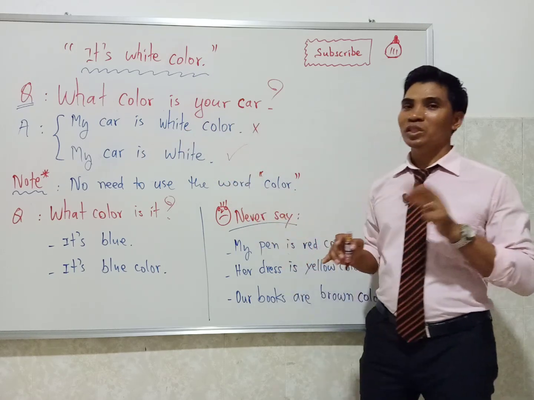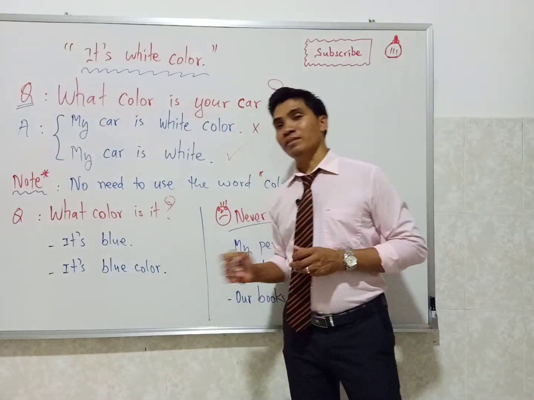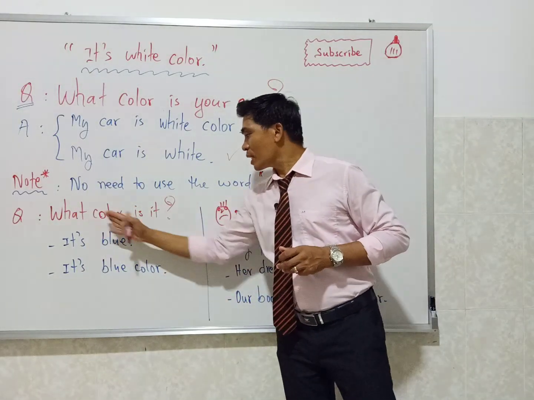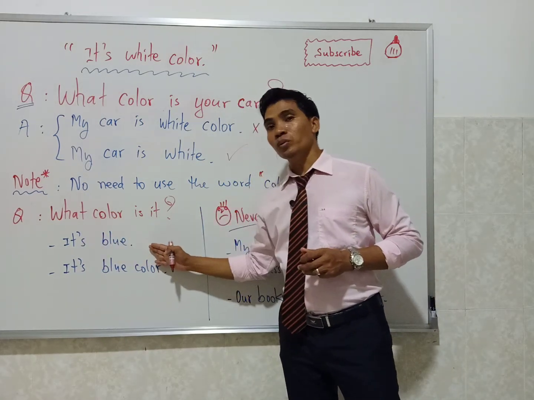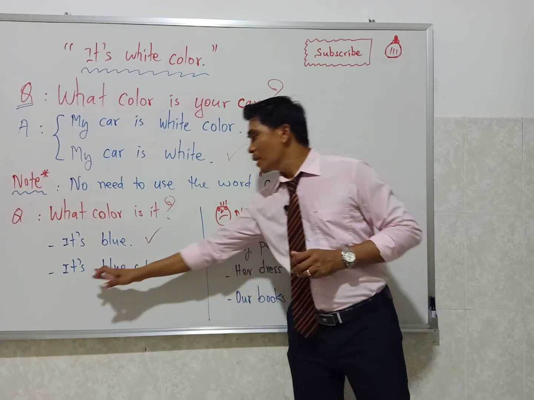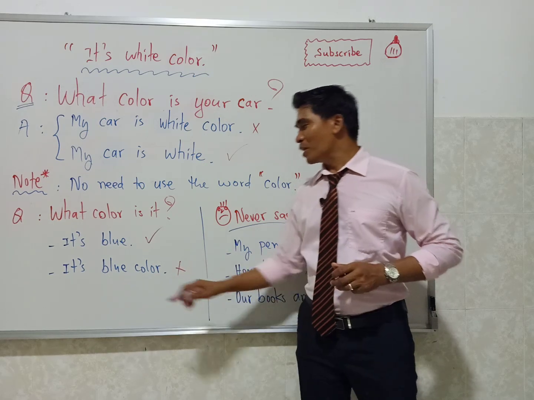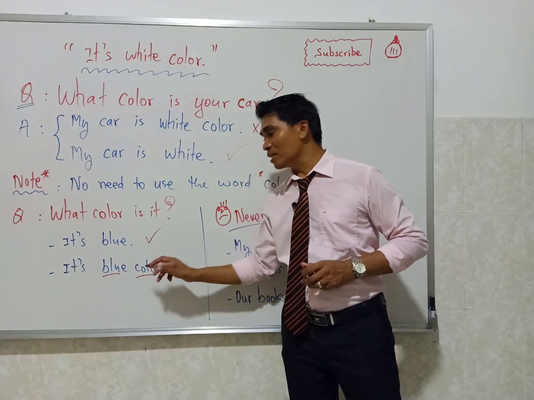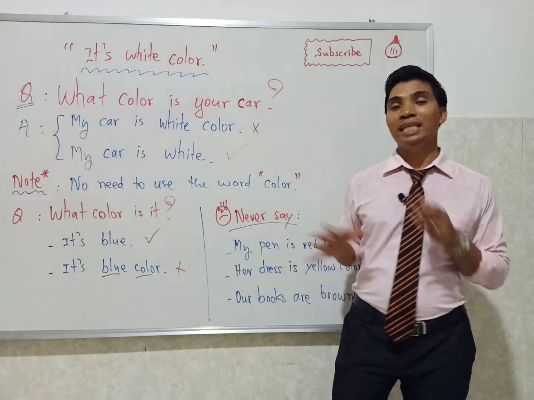Okay, so let's read another question. What color is it? What color is it? And the answer, it's blue. Okay, so it's blue is right. It's blue color. That is wrong because we have the word blue and color, so we do not use blue and color together in English.